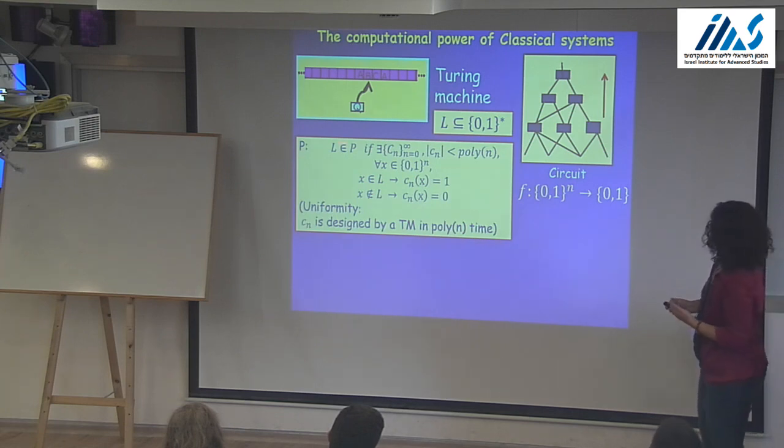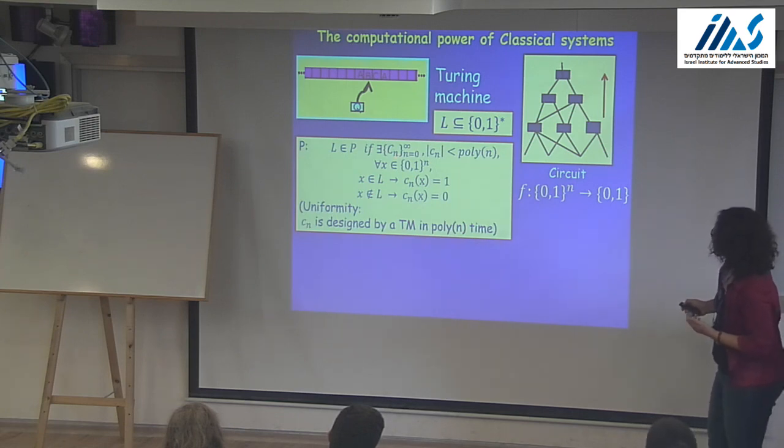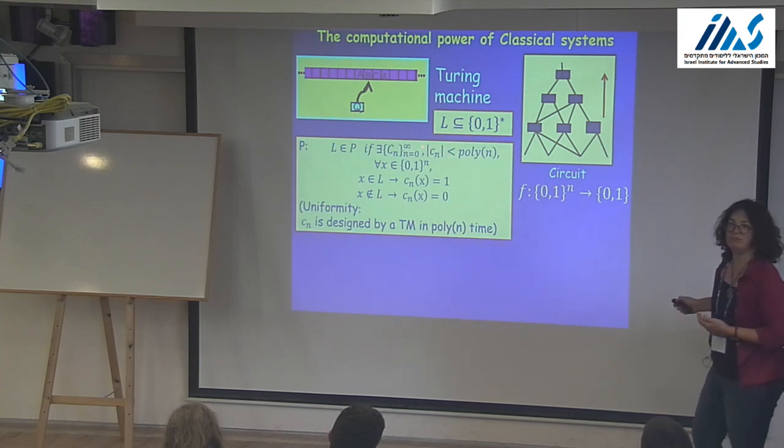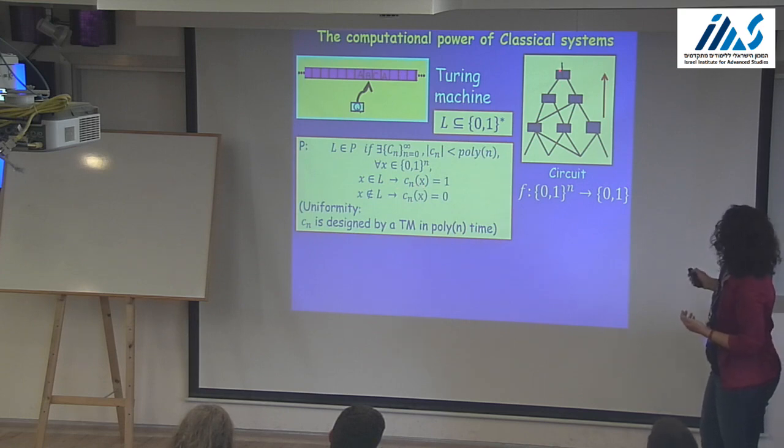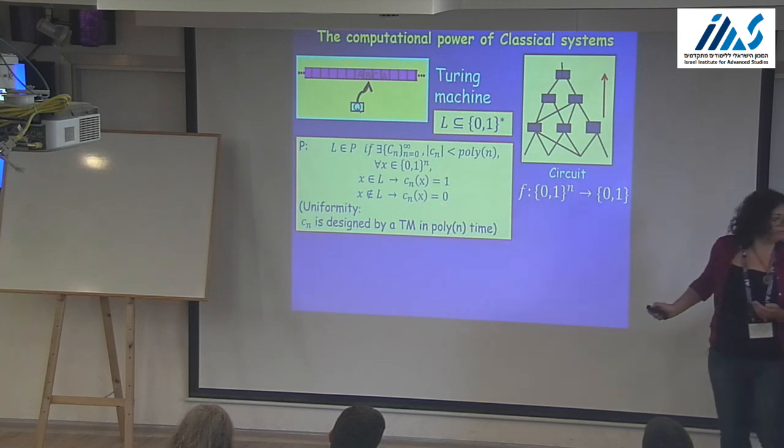But let's say it more formally. If there exists a sequence of circuits, Cn from n equals 0 to infinity, and a polynomial such that the size, meaning the number of gates in Cn, is bounded from above by a polynomial, such that for all x of n bits, and for all n, if x is in the language, then the circuit outputs 1 here, and if x is not in the language, then the circuit outputs 0.